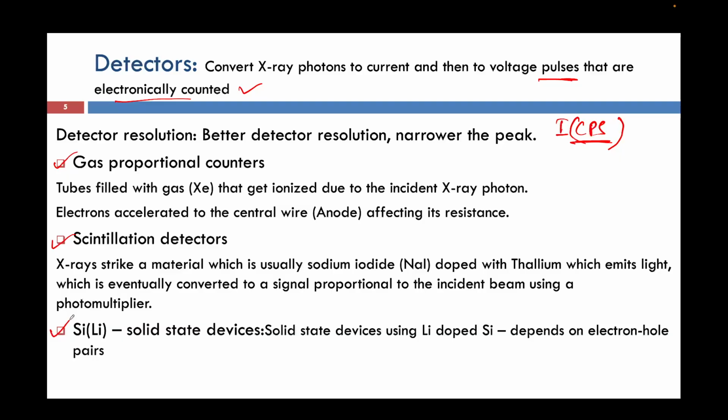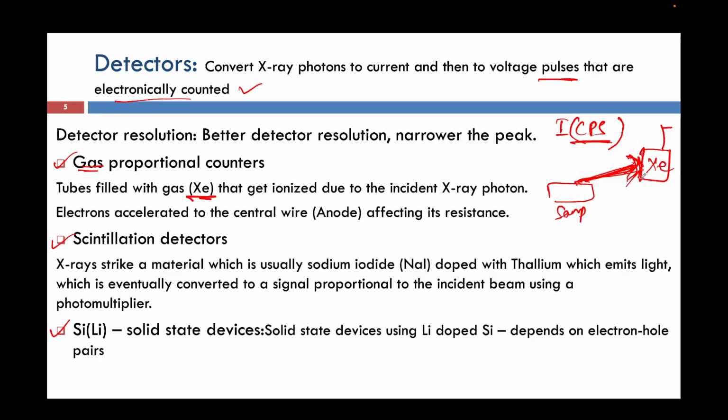So as for the mechanism, the gas proportional counter is filled with xenon gas, and the gas gets ionized when the incident photon, that means the photon reflected from the sample, goes and hits it. Let's say the xenon gas is here. Since the X-rays are a high energetic beam, they go and ionize the xenon gas. That is connected to some circuit, and by calculating its resistance, we calculate how much beam is hitting the gas proportional counter.